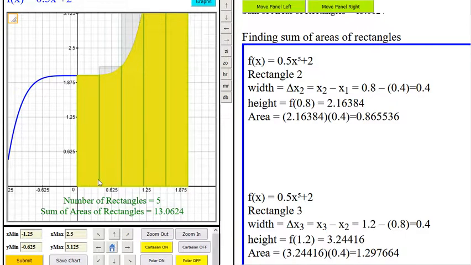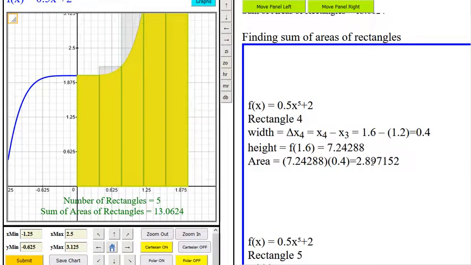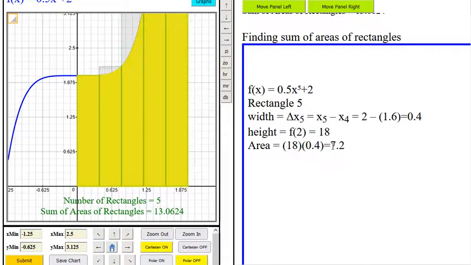If we were to use the left endpoint method, then we would have used the 0.4 to get the height of the second rectangle. But when x is 0.8, y is 2.16384. And so this point right here, x is 0.8, y is 2.16384. And so the height of the second rectangle is 2.16384. And then similarly for the other rectangles, that's how we get the height and the area. So this is rectangle number 4, and this is rectangle number 5.